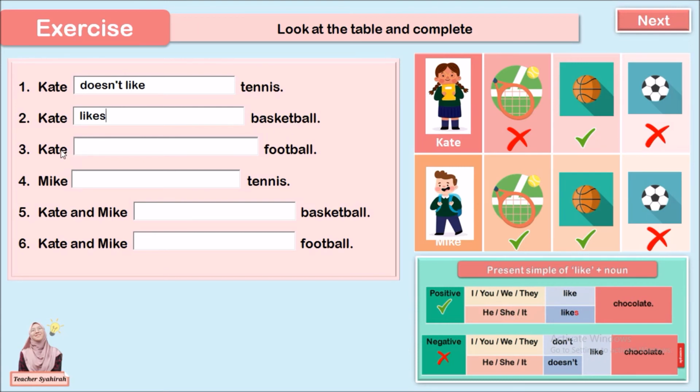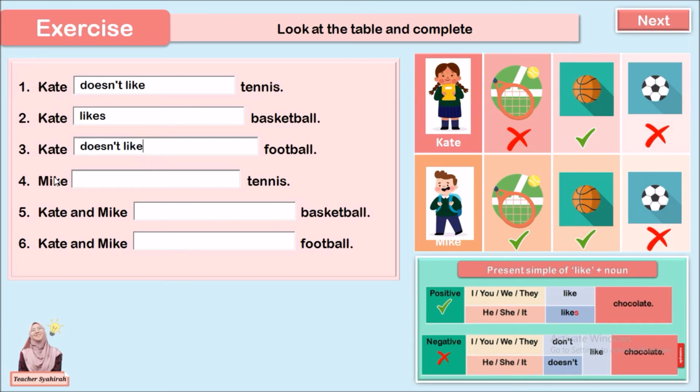Next one, number 3. Kate, what? Football. Okay, look at this one. Football. Does Kate like football? No, she doesn't. So the answer is similar to this one. Kate doesn't like football. Okay, sebab dia seorang, so we use doesn't.